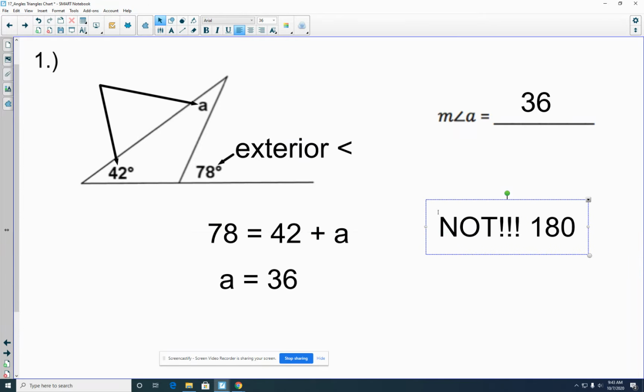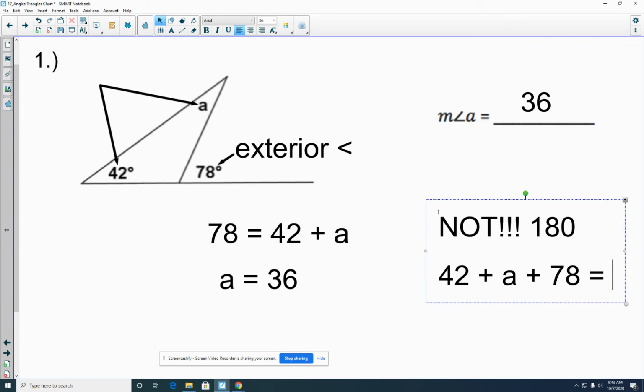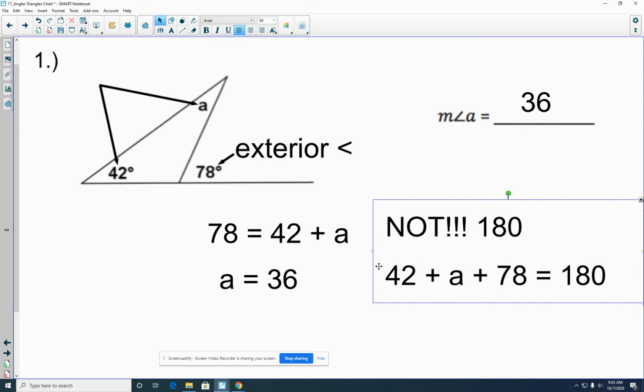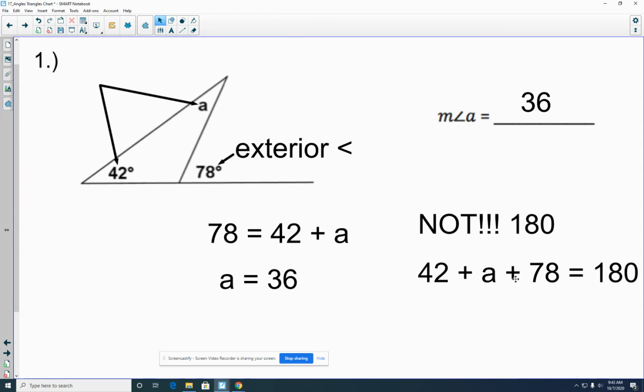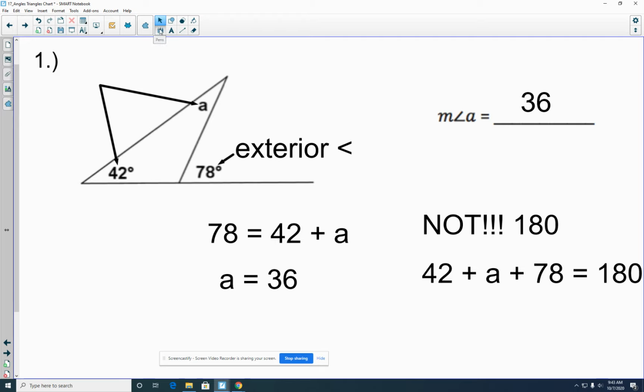One thing that is not true, this is not a 180 problem, right? We cannot say here that 42 plus A plus 78 equals 180. This is not that problem because 78 is not inside the triangle. So this is a big old no. Can't do that. Get that out of your head right now.